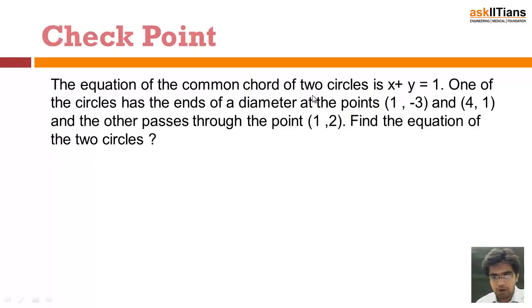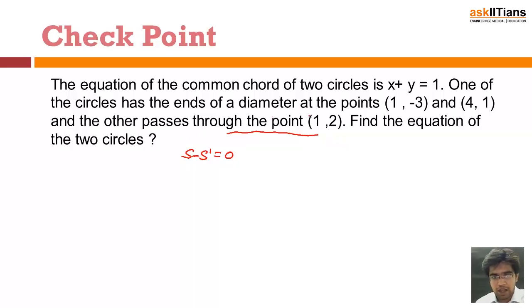The equation of common chord. Common chord is what? Common chord is S minus S dash. S minus S dash is the common chord. The equation of common chord is this. One of the circles has the ends of a diameter as this, and the other passes through this point. So this is the extra condition. Okay, find the equation of the 2 circles.